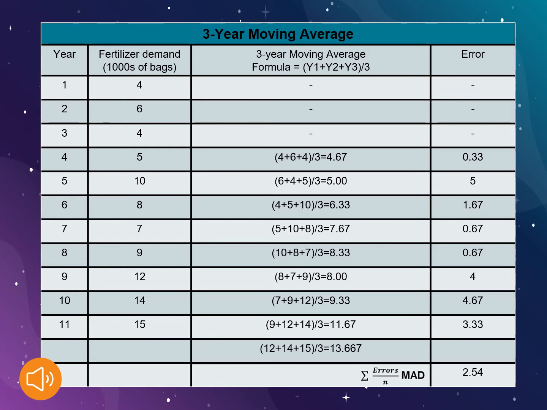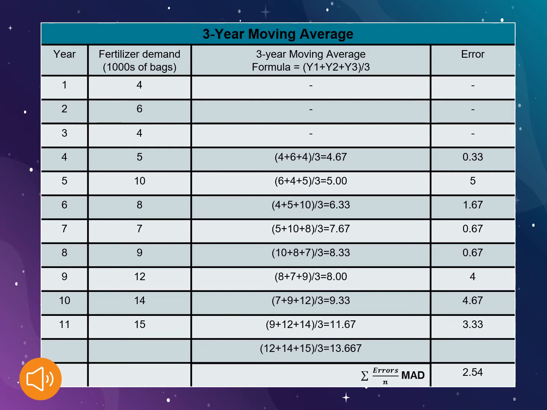2,540. Also, if you can observe, we have forecasted the 12th year. Since the data are there, we just use the data from the 11th, 10th, and 9th years, which gave us a forecast of 13.667 or 13,667 for year 12. Take note of the MAD because this is going to be our guide in deciding which method is most useful for this question.